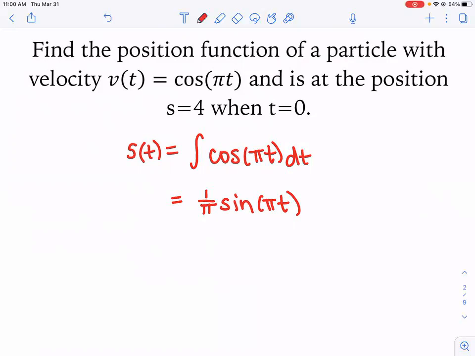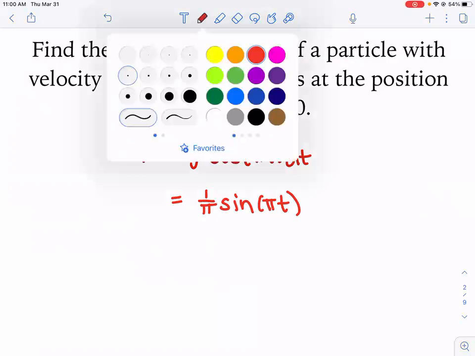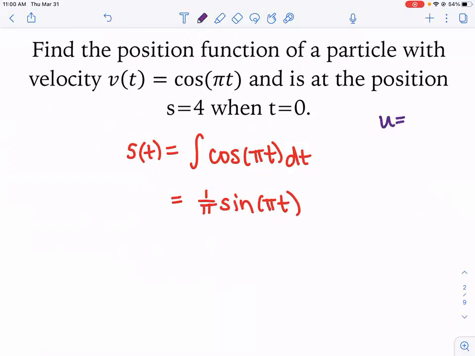So we can think about this a couple different ways. We can think about u substitution. u would be pi t, so du would be pi dt, and we would have to divide over the pi to be the coefficient. Or you can think about if we go backwards, the derivative of sine pi t would be pi cosine of pi t. But there's something missing. C. Okay, there we go.